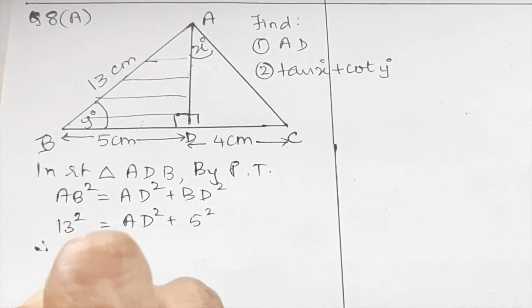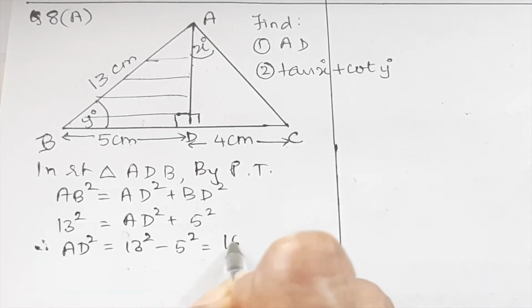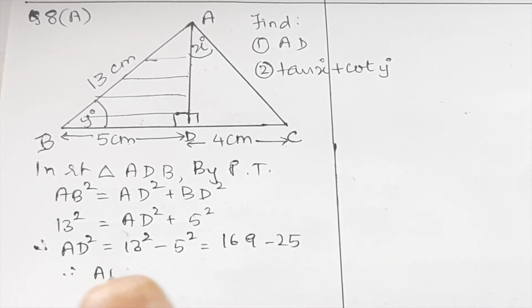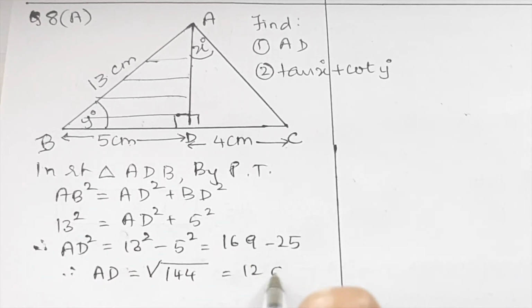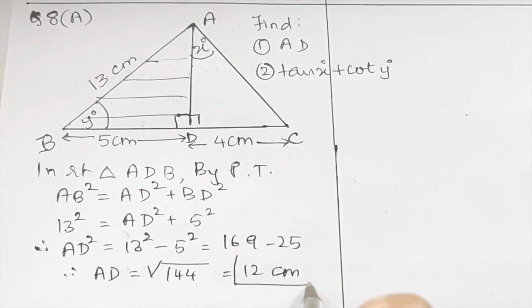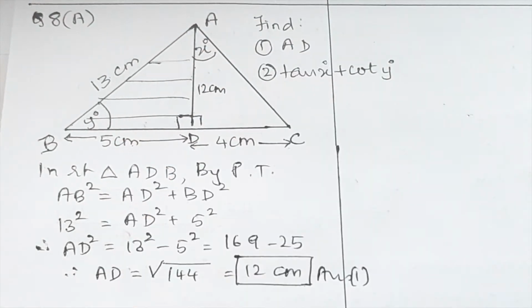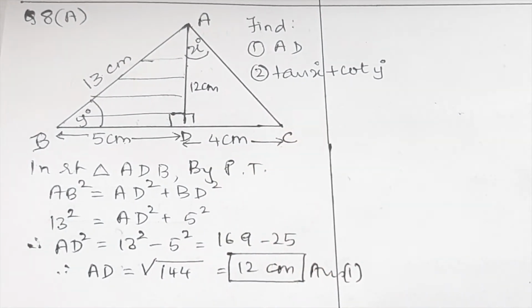Therefore, AD square will be equal to 13 square minus 5 square, which is 169 minus 25. And so our AD will be under root 144, which will be 12 centimeter. So this becomes our answer 1. So we will write here 12 centimeter in the diagram for AD. Now they are asking us tan x and cot y, these values.